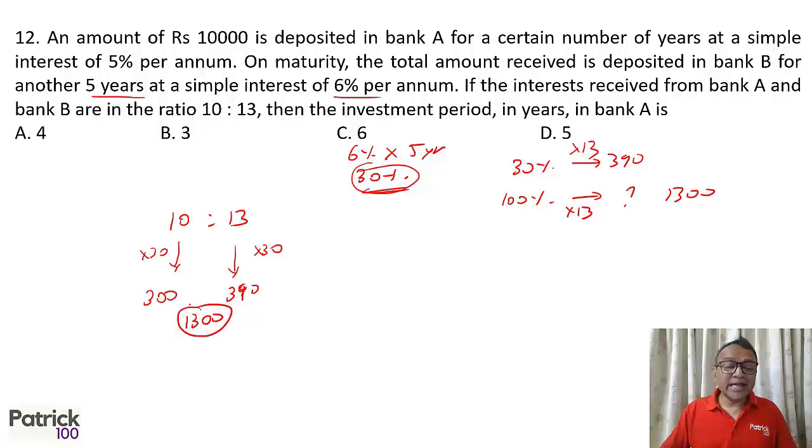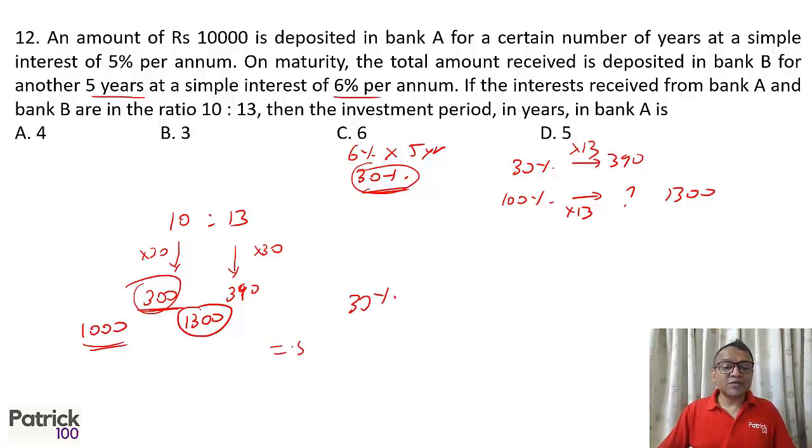Now 1300 is the amount after you deposit in the first bank. The interest is 300. That means the principal in the first case will be 1000, because 1300 is what you got from bank A and deposited in bank B, with 300 interest. So before that, the principal has to be 1000. So on 1000 you get 300 interest. That means you get 30% interest.